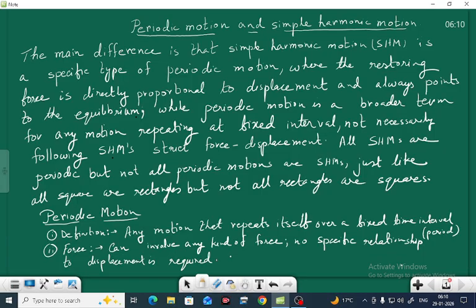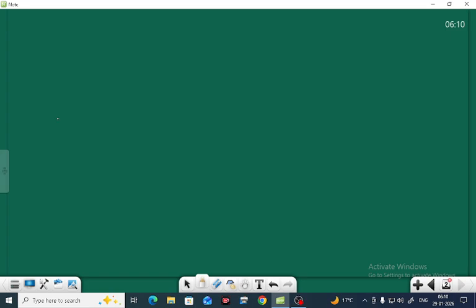So these are the characteristics of periodic motion, and I am going to give you some examples of periodic motions also. Here you get number 3, examples of periodic motion.